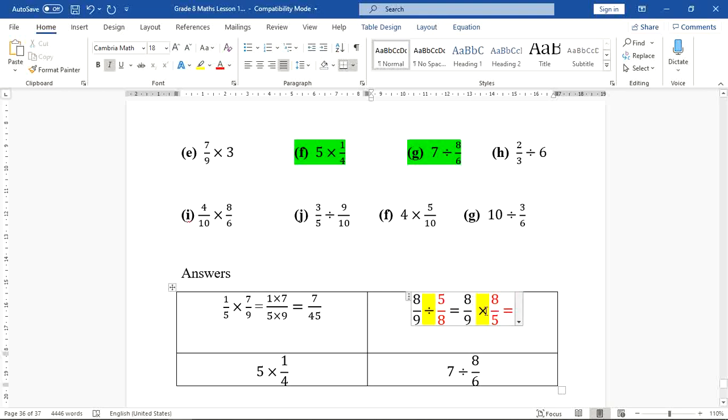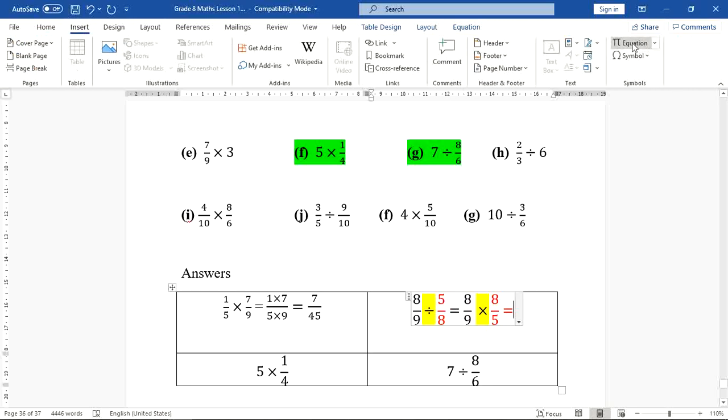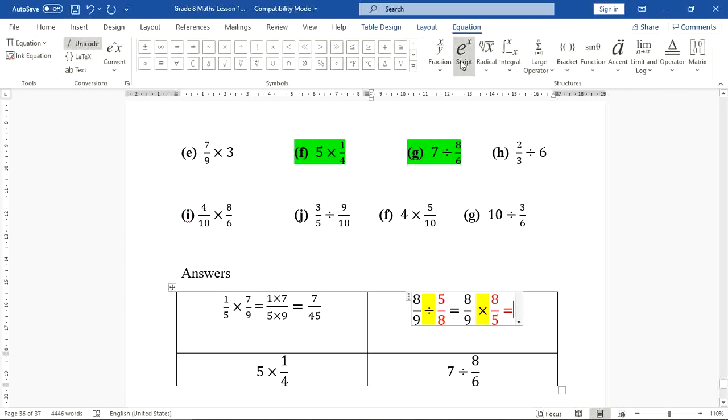So once we have multiplication, all you need to do is just multiply the numerator with the numerator and the denominator by the denominator. So let's quickly do just that. Let's have this in black.